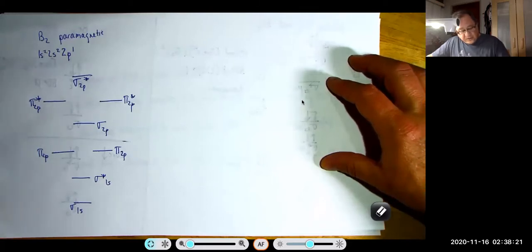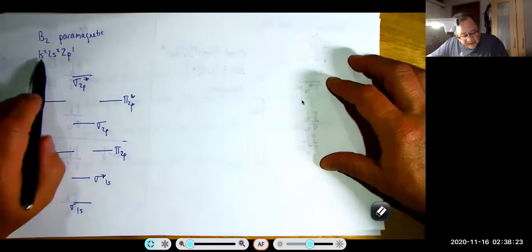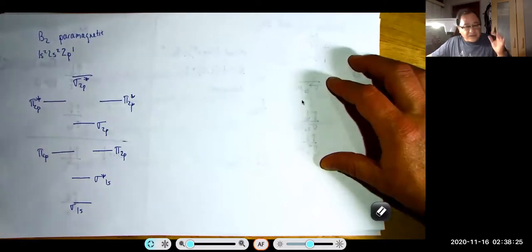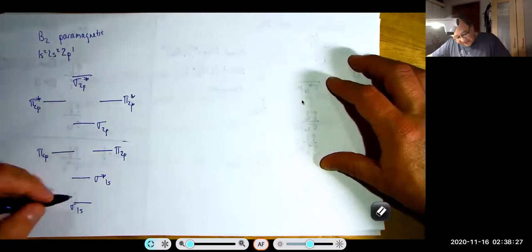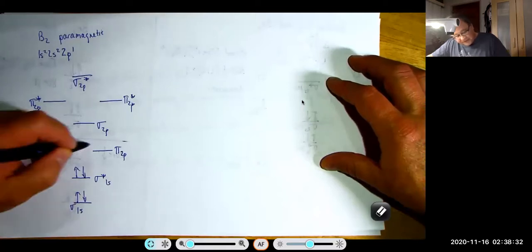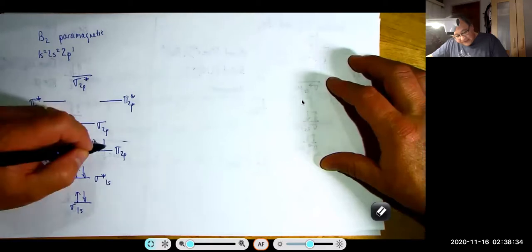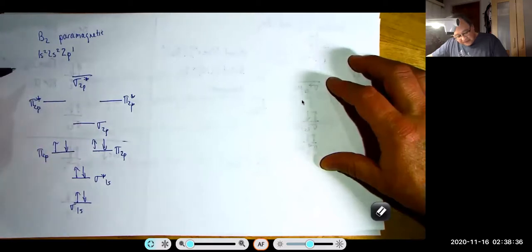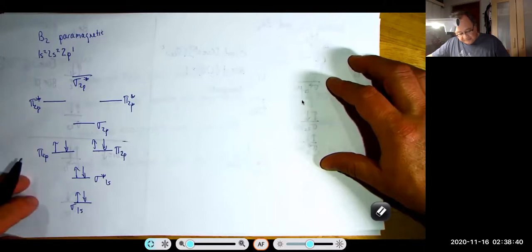Okay, so for B2, how many electrons does it have? 10, because it's got 5 per atom. Let's put the 10 in here. 1, 2, 3, 4, 5, 6, 7, 8. Oh, I missed something. My bad. What did I miss?